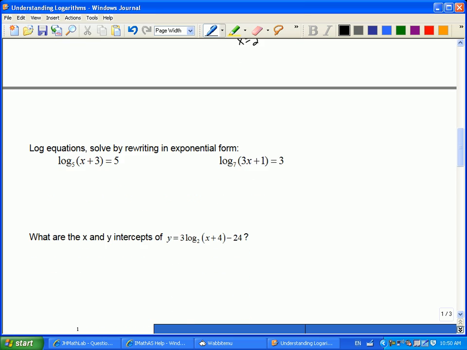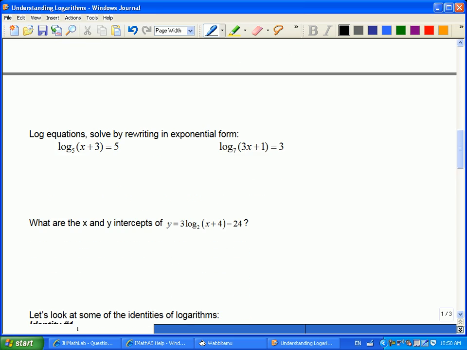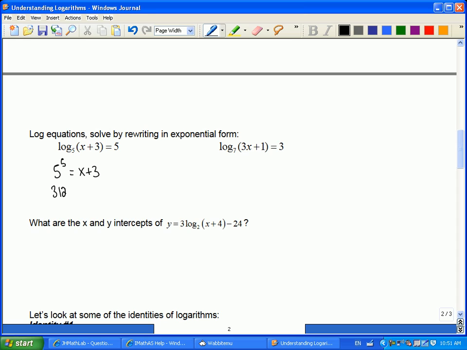So log equations is something we're going to spend more time on later, but right now let's just try some simple ones. If log base 5 of x plus 3 equals 5, we can solve that by going 5 to the 5 is x plus 3, and that's certainly a large enough number that merits a calculator. So 3,125 is x plus 3. So x is equal to 3122.